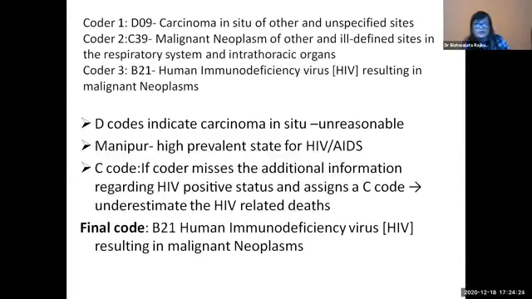Another thing we should note is Manipur is one of the very high prevalence states of HIV/AIDS. If we had assigned a C code, and the coder had missed this additional information about HIV positive status, then we would be underestimating the HIV-related deaths in the state. So the final code, as the educator had also assigned, is B21, that is human immunodeficiency virus resulting in malignant neoplasm. If there are any queries, we can discuss.